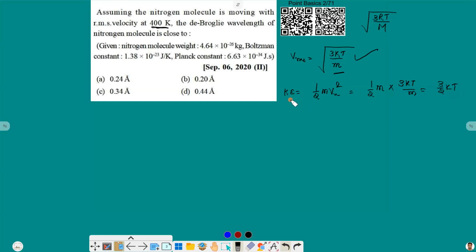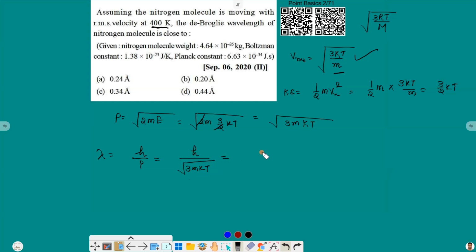Now we have a relation between momentum and kinetic energy: momentum is under root 2mE. So this will become 2m into 3/2 kT. So 2 gets cancelled, and basically we have p = √(3mkT). Now we can find lambda. Lambda will be h by p, and that will be h by under root 3mkT.